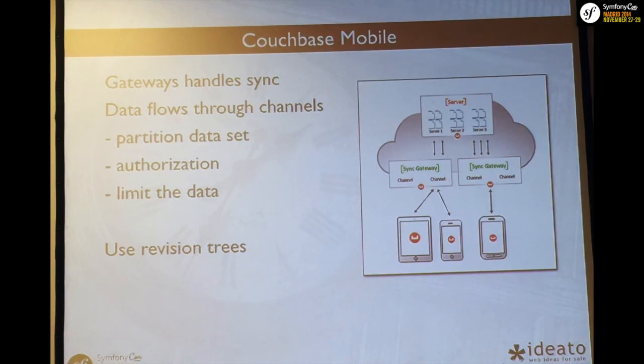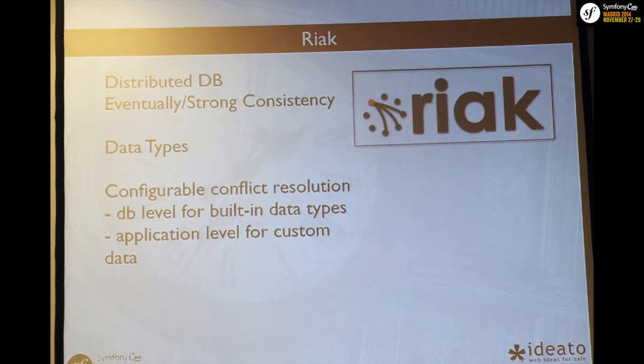And another product is Riak. Again, it's a distributed database, actually a key-value store, with complex data types. The nice thing about that is that you get automatic conflict resolution for built-in data types, or you can choose to configure it and deal with it at application level. So I think it's worth mentioning.